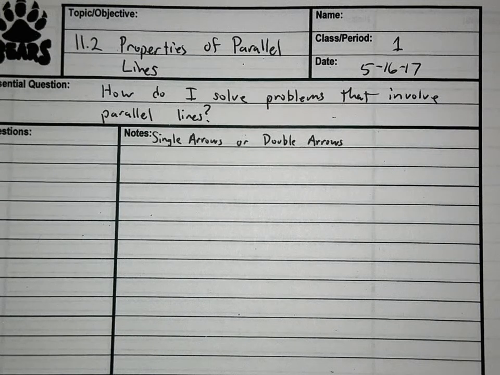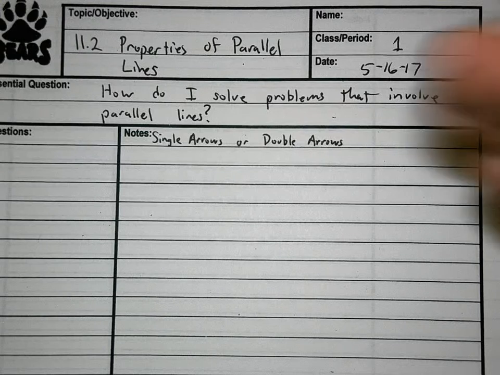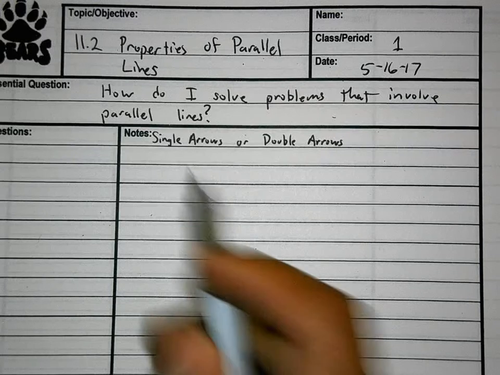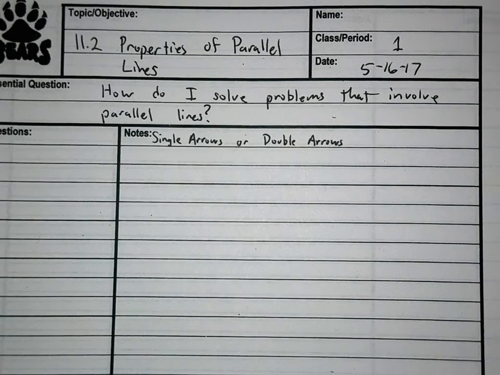I'm hoping you know which ones are alternate interior, which ones are alternate exterior, which ones are same side interior, which ones are same side exterior. That's what we should have learned in section one. In section two, we're going to start solving some problems. But before we solve problems, we need to know about single arrows and double arrows.